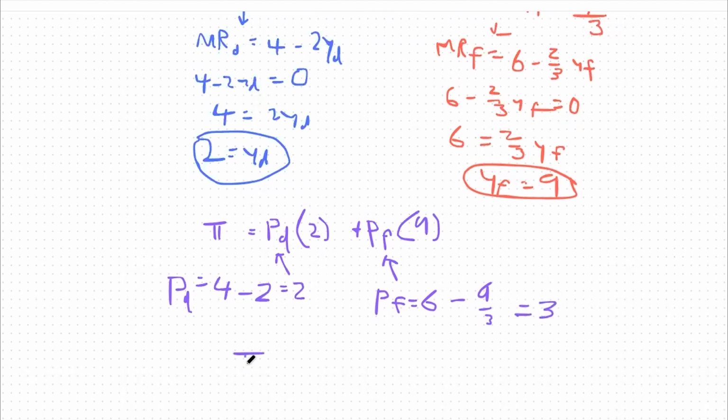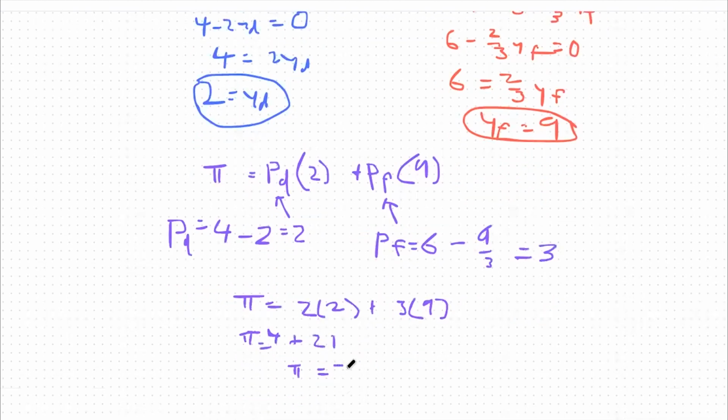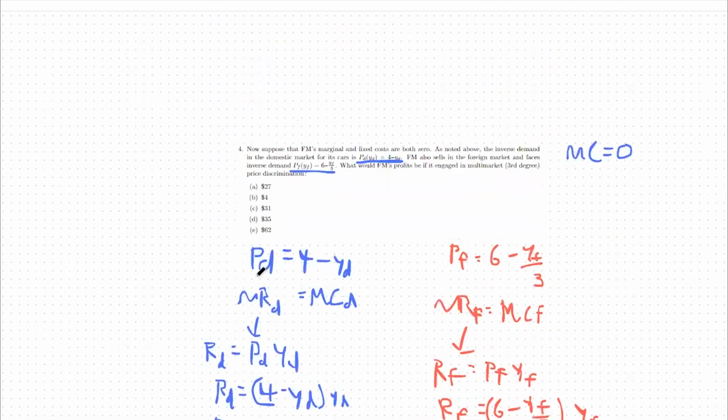Okay, so one more time, we're going to plug everything in. Profit is equal to 2 times 2 plus 3 times 9, which will be 4 plus 27. So our profit will be 31, which is answer choice C.